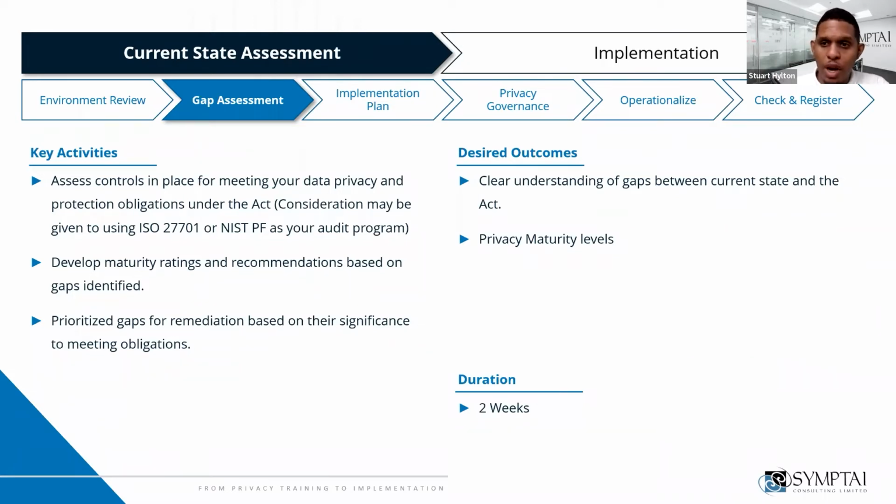You could just use a 1, 2, 3, 4, 5. And there are other frameworks such as MITRE, M-I-T-R-E, that has privacy maturity models that you could look at. Then we're going to prioritize the gaps and create recommendations based on the significance of the need to meet our obligations. And some items are going to drive others.